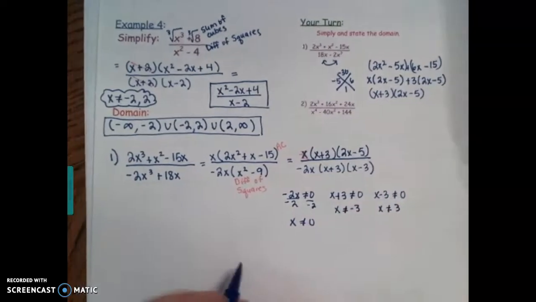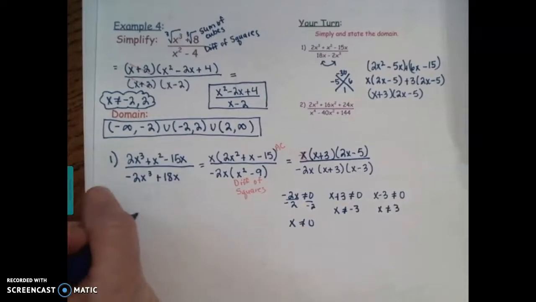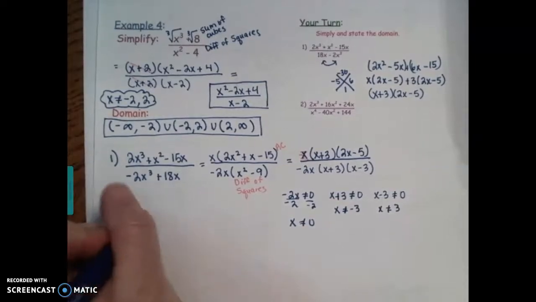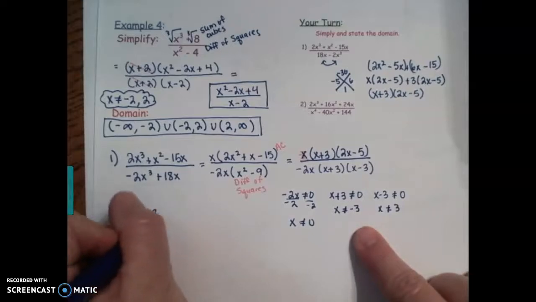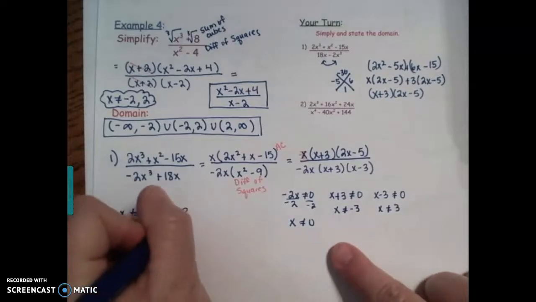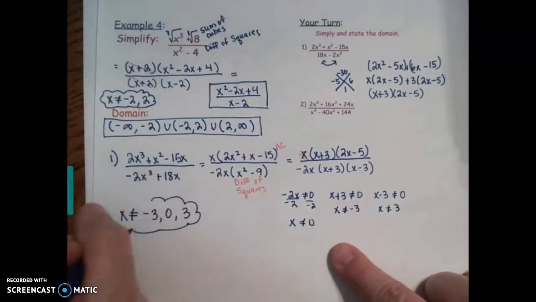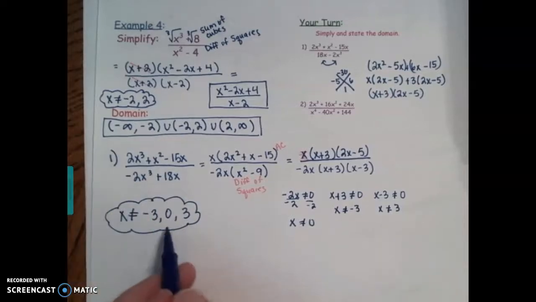So that's how I'm coming up with those restrictions. So I'm going to come over here and just write those. So x cannot equal, and I'm going to put them in order to help me, negative 3, 0, and 3. This will help me when I start to write the domain. So you actually have 3 restrictions this time.